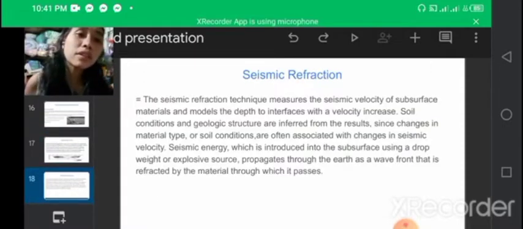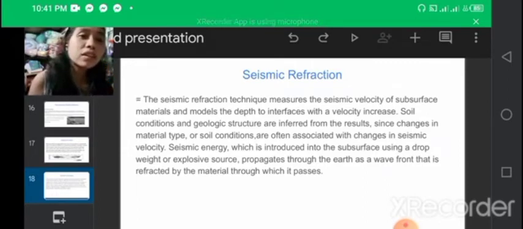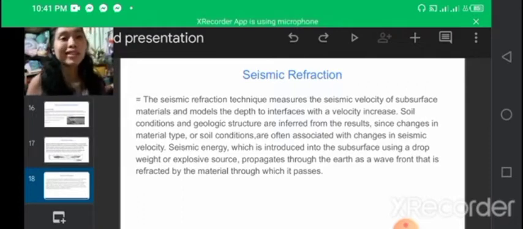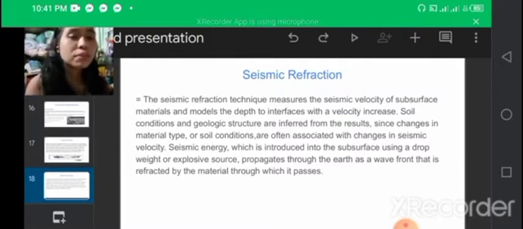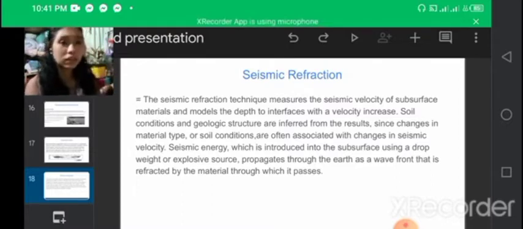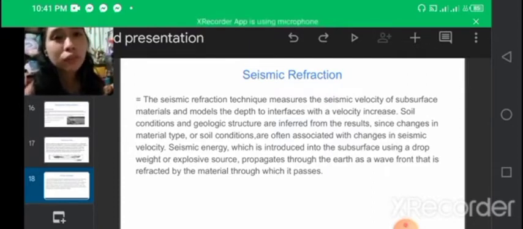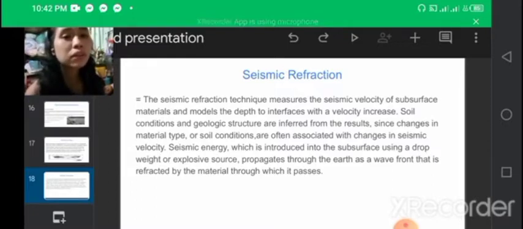Seismic refraction is a technique that measures the seismic velocity of subsurface materials and models the depth to interfaces with a velocity increase. Soil conditions and geologic structure are inferred from the results, since changes in material type or soil conditions are often associated with changes in seismic velocity. Seismic energy, which is introduced into the subsurface using a drop weight or explosive source, propagates through the earth as a wave front that is refracted by the material through which it passes.